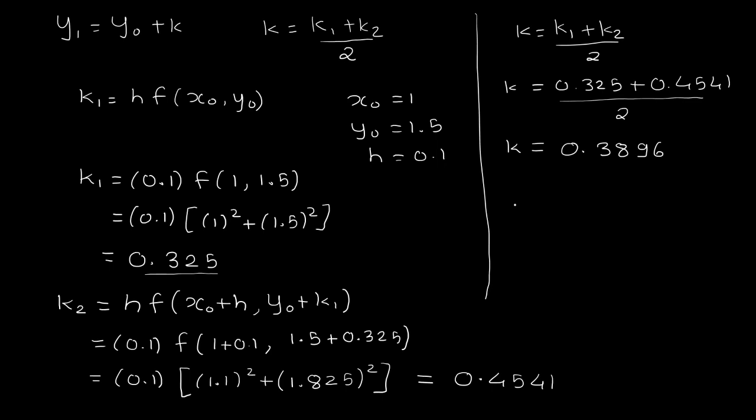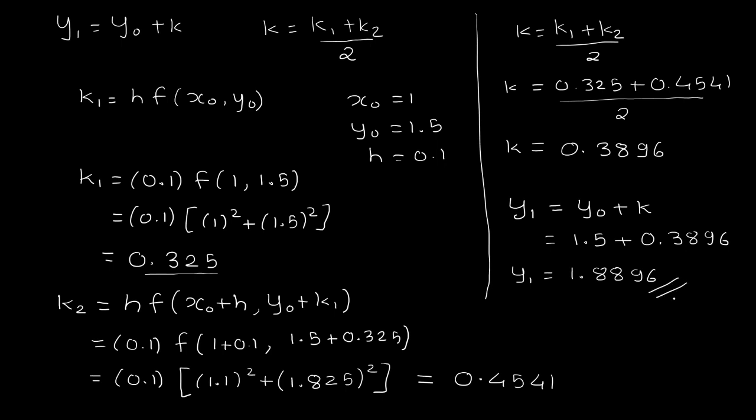Now once the k value has been known, I will go and find y1. Y1 is given by y0 plus this k value. Y0 was my 1.5, which was given, and k I calculated to be 0.3896. So my y1 comes to 1.8896. Okay, so this becomes my y1 value. So here my first iteration ends.